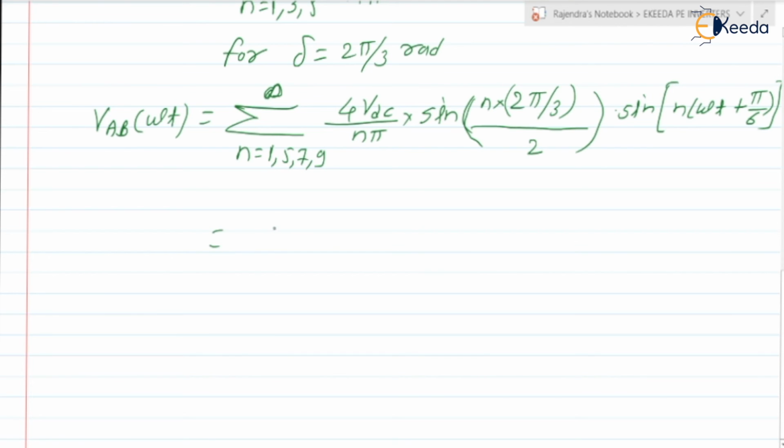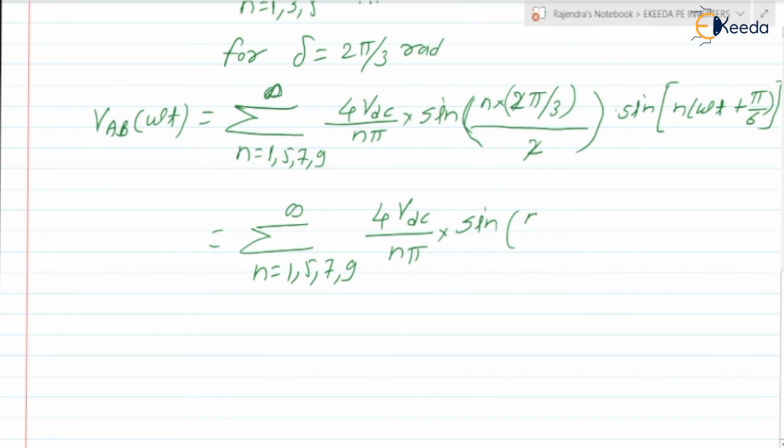So further we can write this as equal to summation over n is equal to 1, 5, 7, 9 up to infinity, 4 VDC divided by n pi into sine of, the 2 will get cancelled, so it is n pi by 3, into sine of n into omega t plus pi by 6. Is this clear? This is the expression for VAB of omega t.